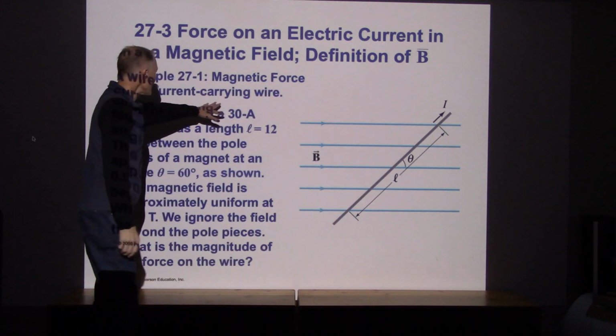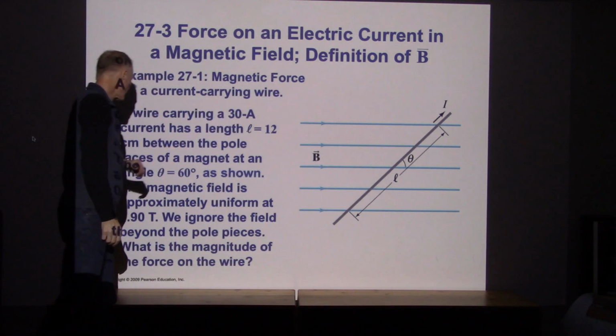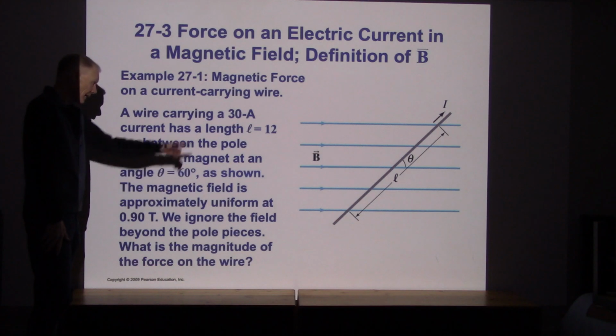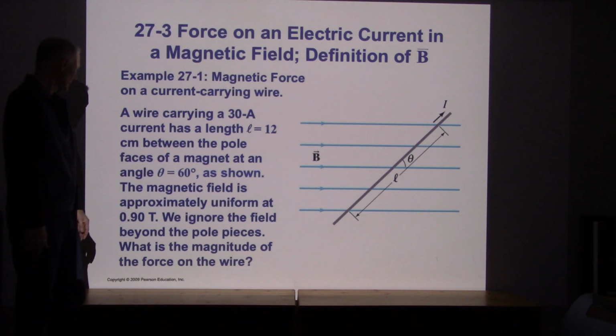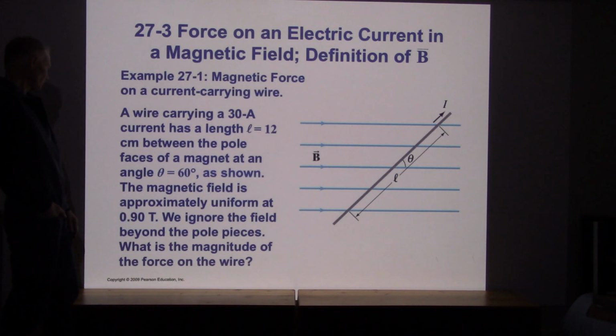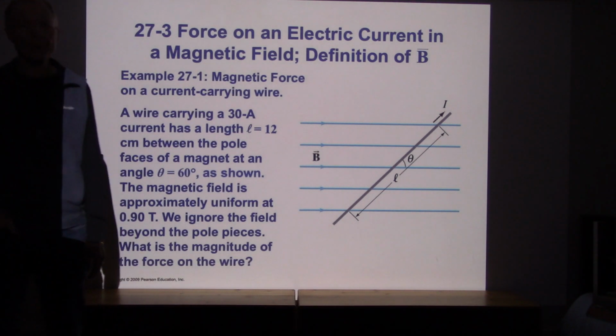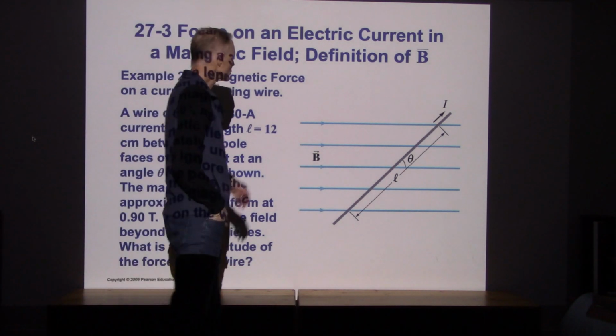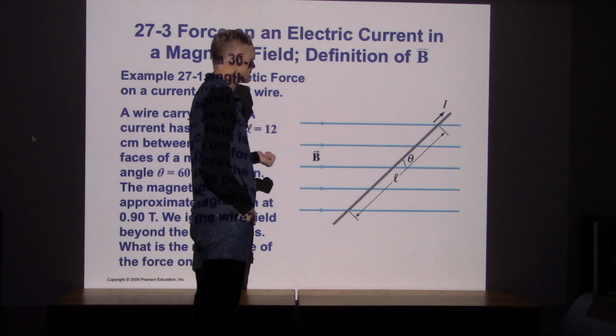So we've got 30 amps of current, a length of 12 centimeters, and then the wire is tipped. In this direction, the wire is tipped at 60 degrees, as shown in the diagram. The magnetic field is uniform, at 0.90 Tesla. Okay. So how much force is acting on the wire? The first thing we could do is go for directional information. What direction would the force even be acting in?